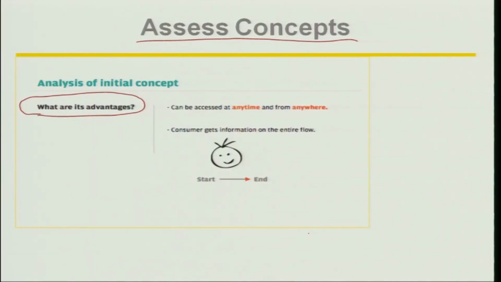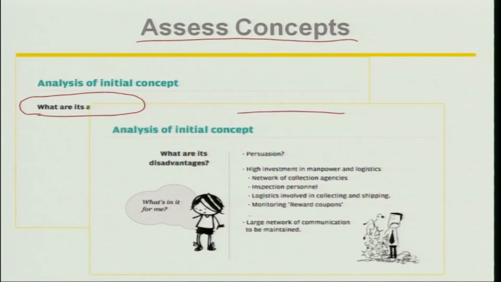So some of the advantages is that the consumer gets the information anytime from anywhere. They get the information on the entire flow from start to end, etc. The disadvantages of the particular solution they were talking about is perhaps it's high investment, large network of communication to be maintained, etc.